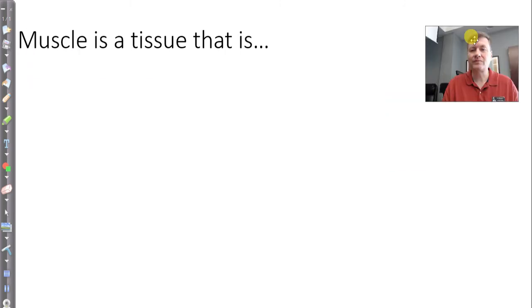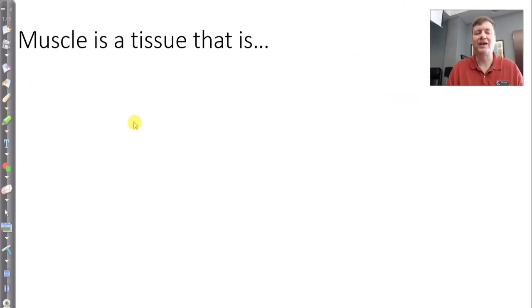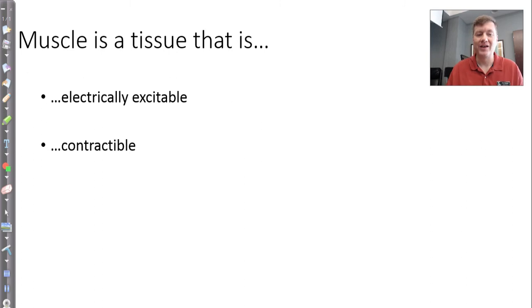So, muscle is a tissue that has properties that we associate with it that are pretty important. It is electrically excitable, which means it can be stimulated. That's important because muscle will not contract unless it gets a signal. Muscle is contractible, which means it gets shorter, and that's important. So muscle can squeeze or muscle can pull on things like bones.